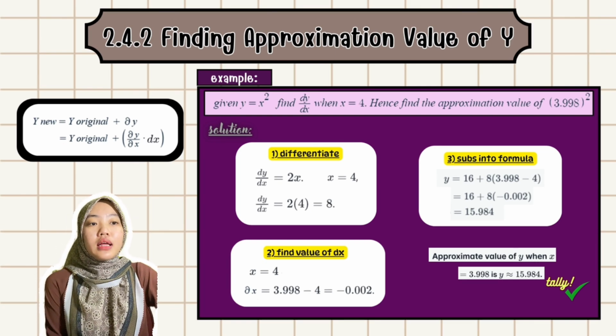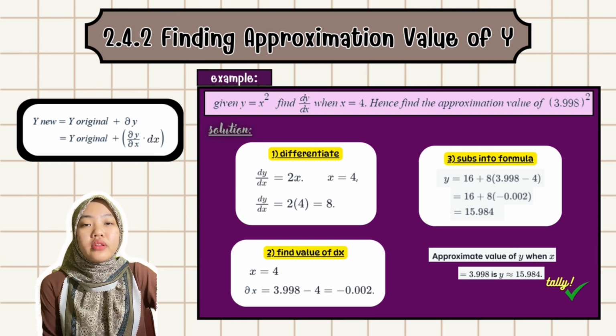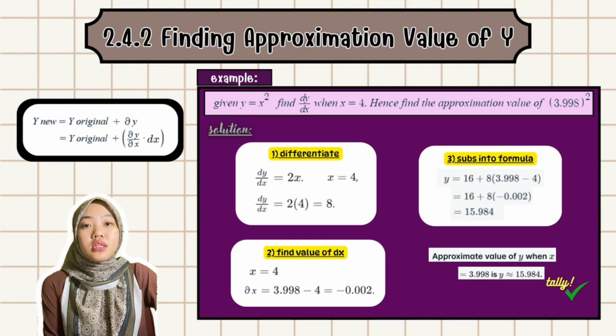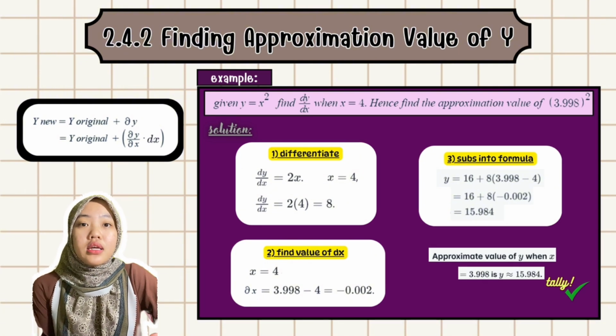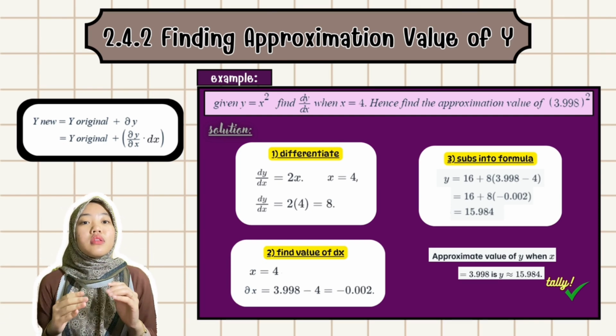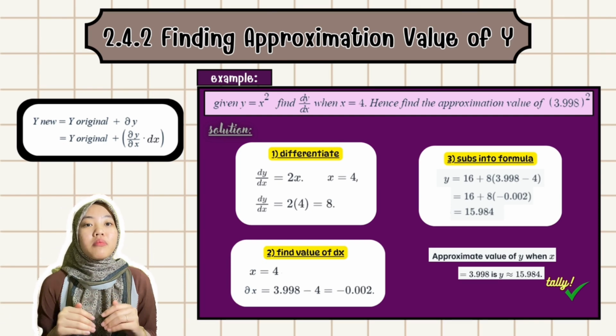Okay, so before I get started, we all must know that the formula to find the approximation value of y is: y new equals y original plus, in brackets, delta y over delta x times dx.